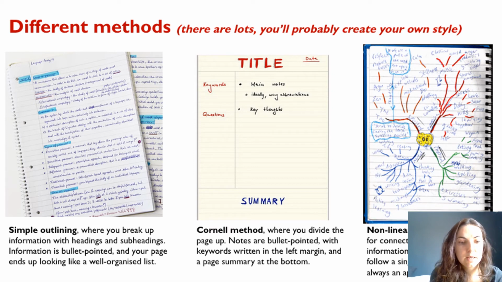So there's simple outlining, which you can see on the left-hand side here. So you've got headings and subheadings. You've got the Cornell method where you divide the page up in the middle. So you've got keywords at the top, questions or key thoughts in the middle, and a little summary. Okay, you've got a margin there that you can put other stuff in. Or then, of course, there's the non-linear way, which are your mind maps, which you're probably familiar with.